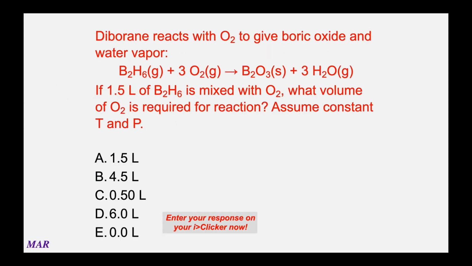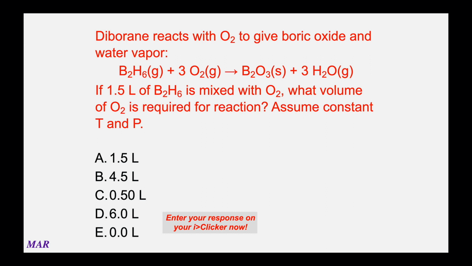Diborane, which is B2H6, reacts with oxygen to give boric oxide, B2O3, and some water. If 1.5 liters of diborane is mixed with oxygen, what volume of oxygen is required for the reaction? Assume constant temperature and pressure. See if you can solve this problem on your own by pausing the video, working on it, and when you're ready, you can unpause the video. Pause the video now.